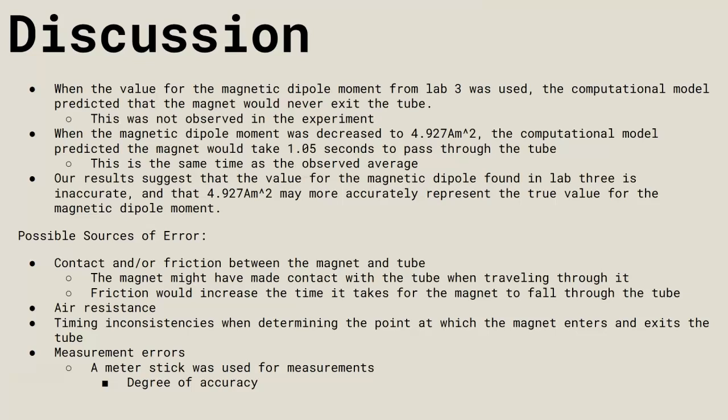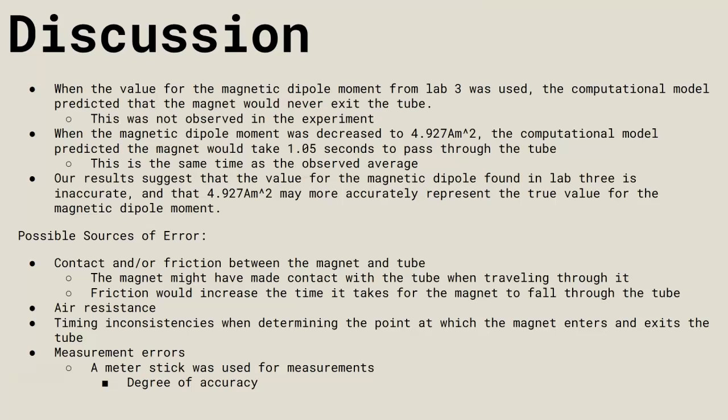And when the magnetic dipole moment was decreased to 4.927 amp times meter squared, the computational model predicted that the magnet would take 1.05 seconds to pass through the tube, and this is the same time as the observed average. So our results suggest that the value for the magnetic dipole found in lab 3 is inaccurate, and that 4.927 may more accurately represent the true value of the magnetic dipole.